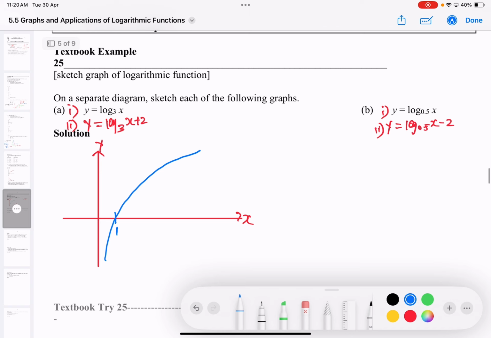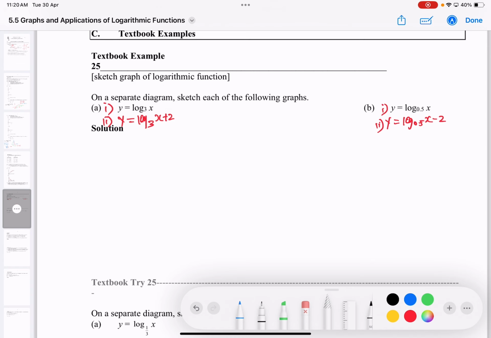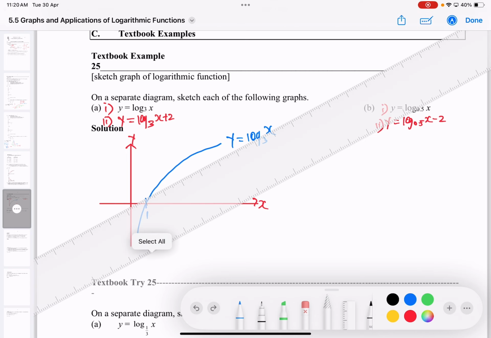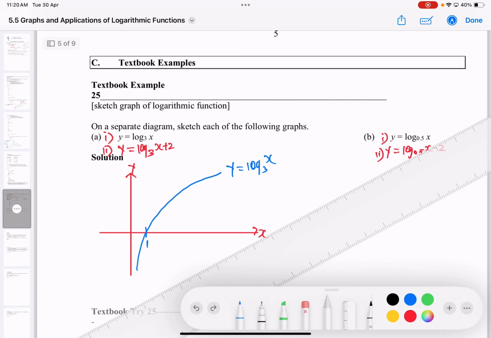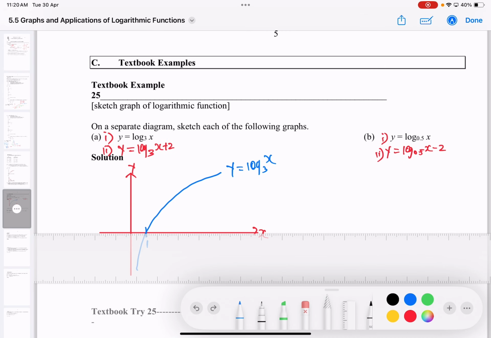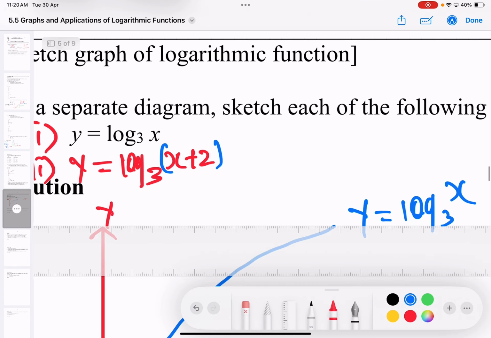I've drawn the parent function out for you. y equals log 3 x. I want you to think about the second one. Why does it look like that? Don't ask me why it looks like that. We have already gone through why it looks like that.